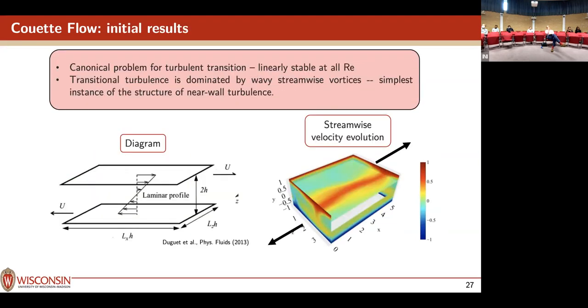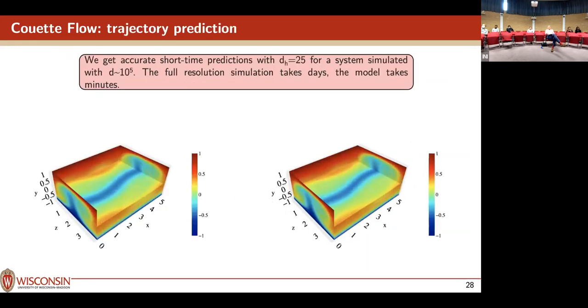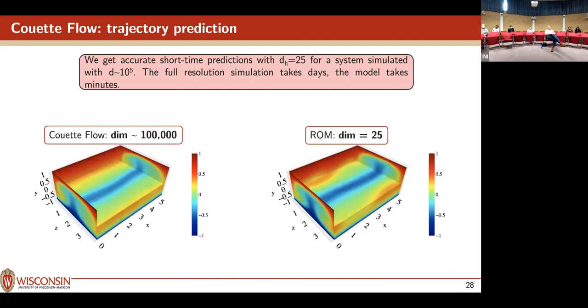Let's see how these movies are going to play. One of these is a turbulence simulation from channel flow at, I think, Reynolds number 600 with about 40,000 degrees of freedom. And the other one is a simulation from a 25 dimensional model. Visually, unless you're really well versed in Couette flow, you're not going to be able to tell the difference between these. The one on the left is the DNS, and the one on the right is the low dimensional representation.